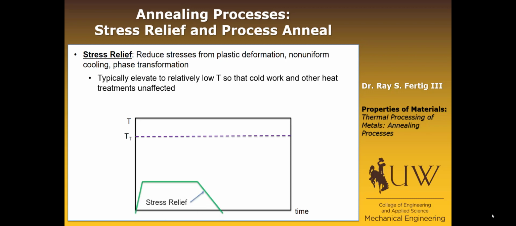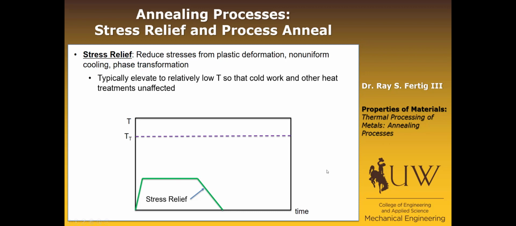Okay, if we're plotting that on a temperature time curve, let me show you. I'm defining this purple dashed line as a transformation temperature, whether it's a eutectoid transformation or some sort of eutectic line, whatever the transformation temperature is for that composition and material. Stress relief is going to be a relatively low rise in temperature, hold, and then let it cool down slowly. So usually like an air cool.